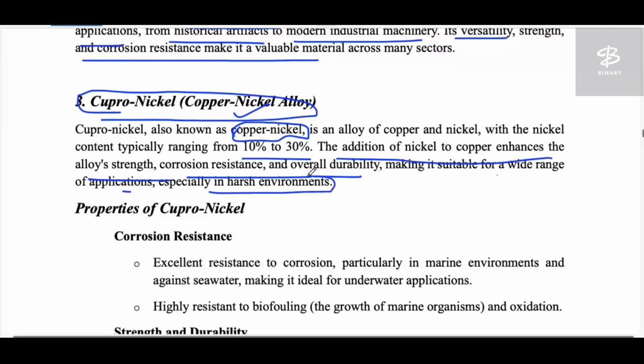So this is where the applications come in, which are very different from the others, like the harsh environment. They are very good in sea water, and they are going to be used in marine hardware.